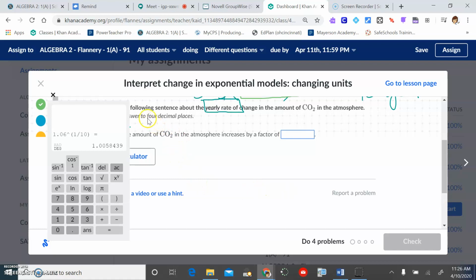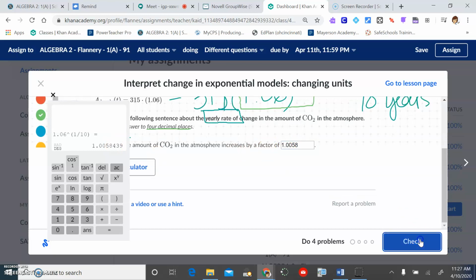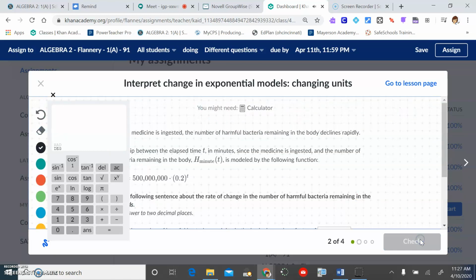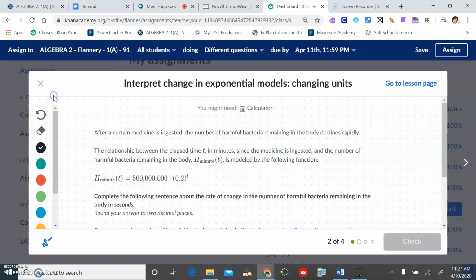And then it says to round it to 4 decimal places. So I need 1 point and then 4 numbers. So 0, 0, 5. So 8 is the 4th number. And that 4 tells me I'm going to leave it since that's below 5. So 8. Let's see if we're right. Ka-chow! All right, let's try it again. See if we can get another one right.